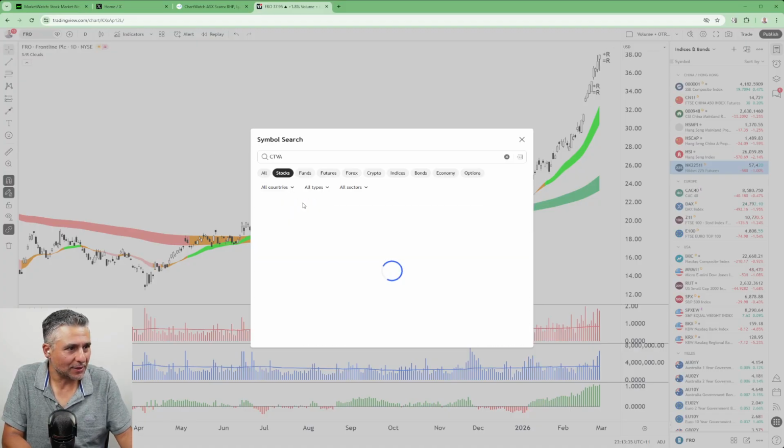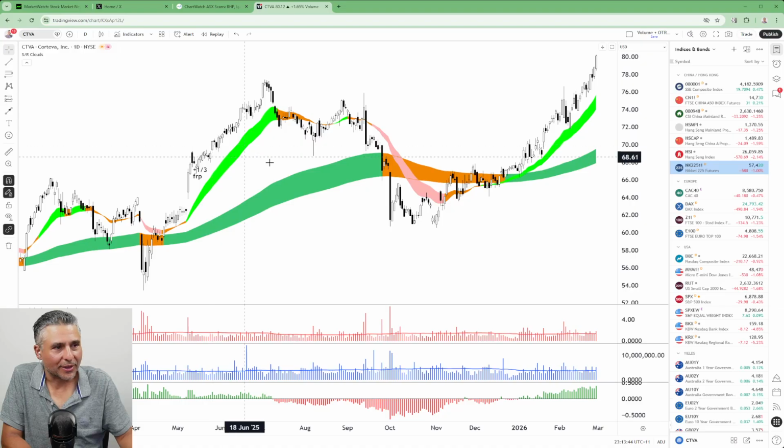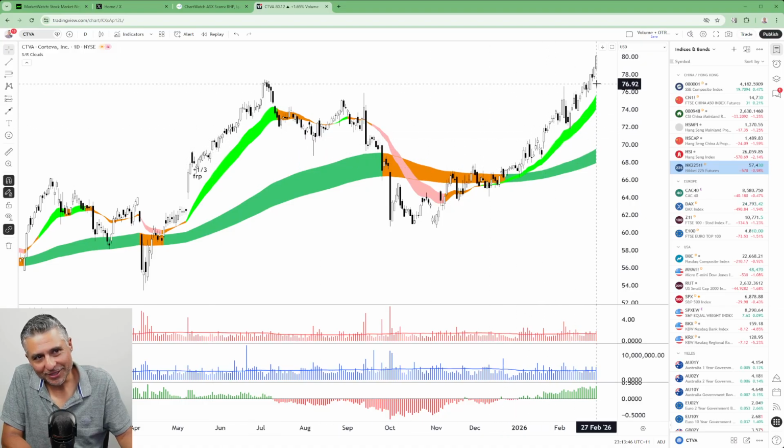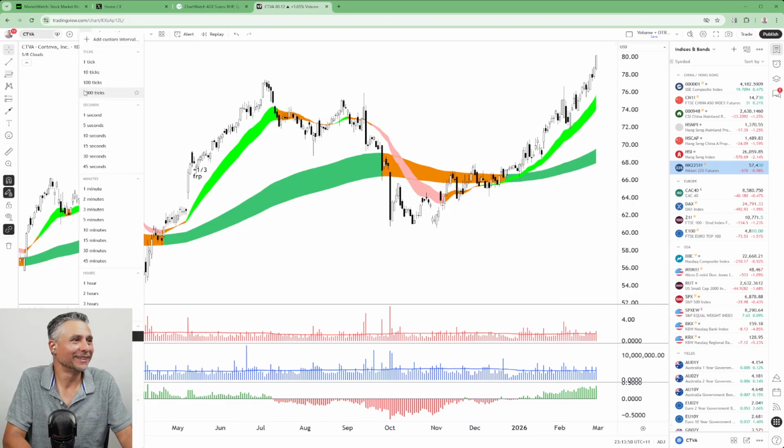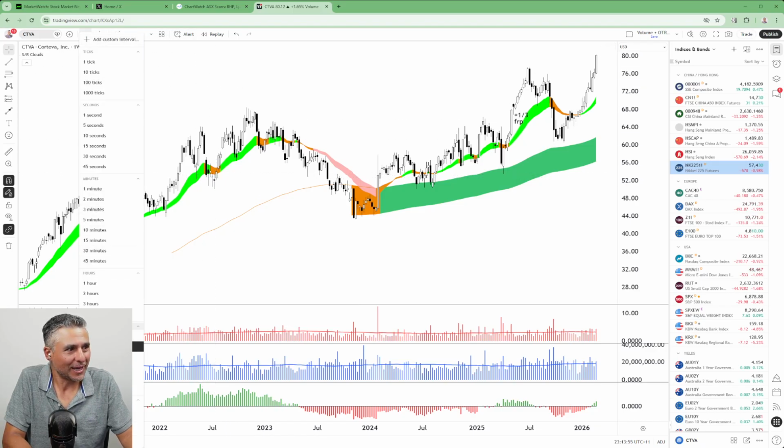Let's go to CTVA, making sure I've typed it in right. Bit of a spinning circle there. Oh, we've got it. Corteva. Oh, I love that exponential curve to it. Let's go here. Yeah, it's just exemplary. And head back.